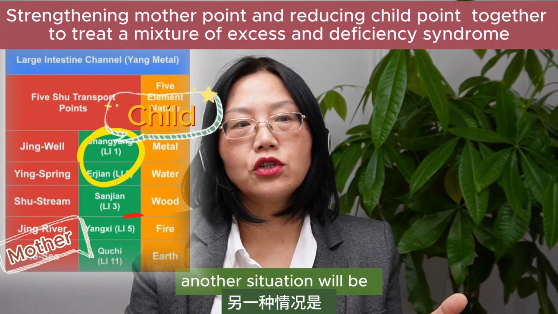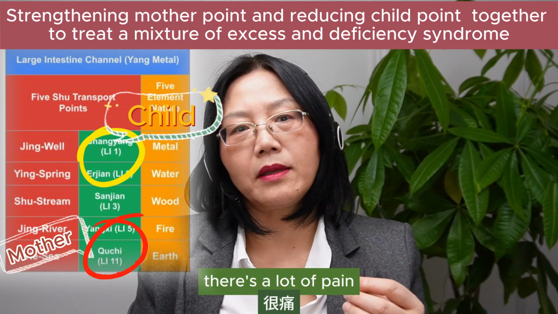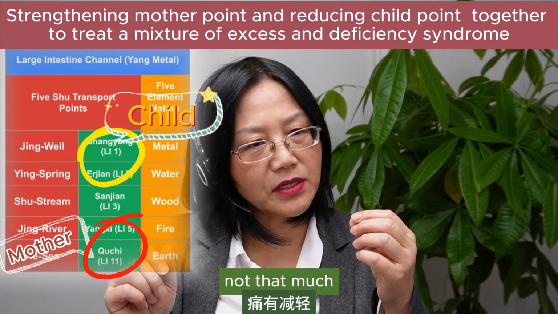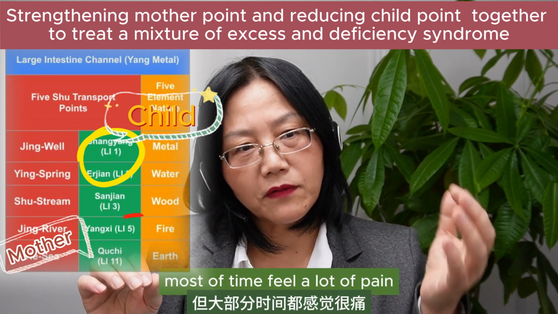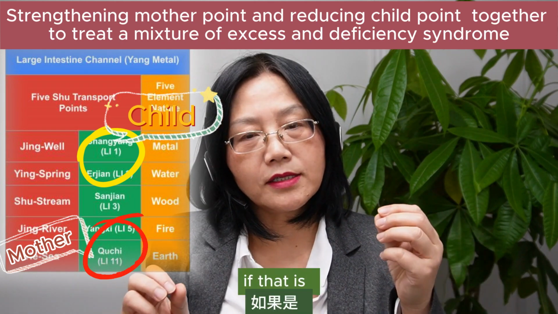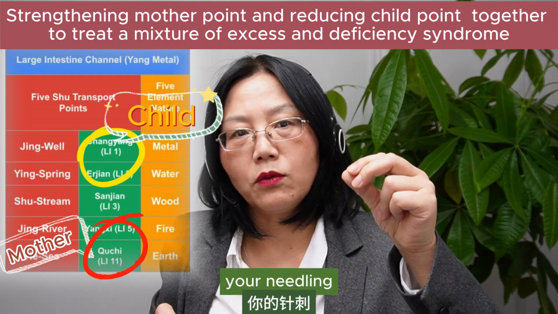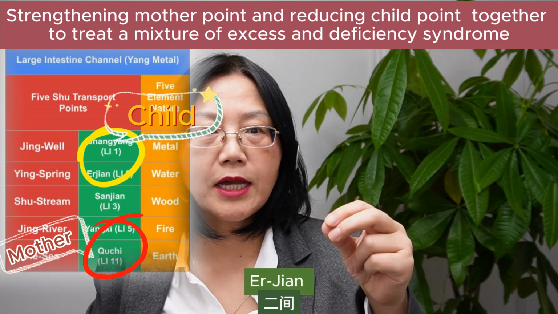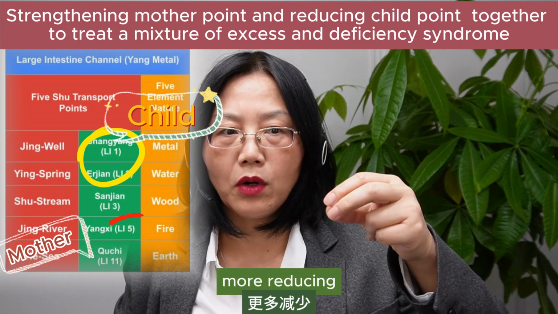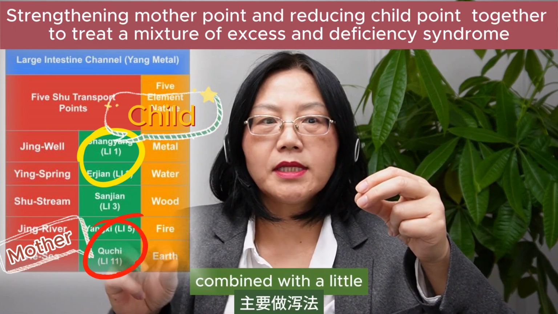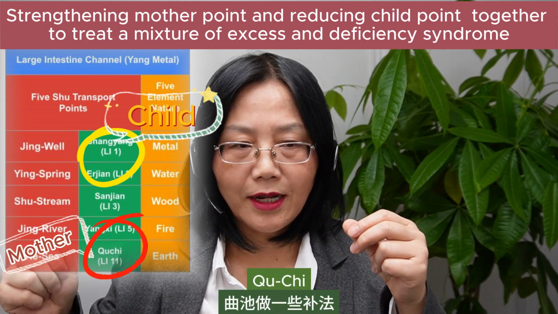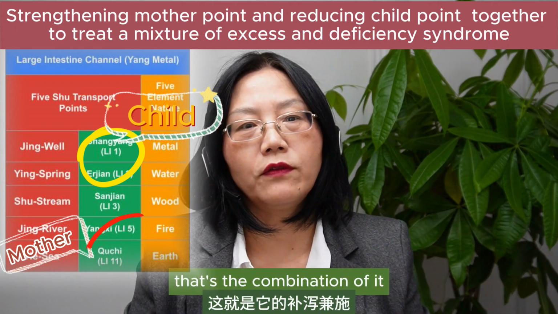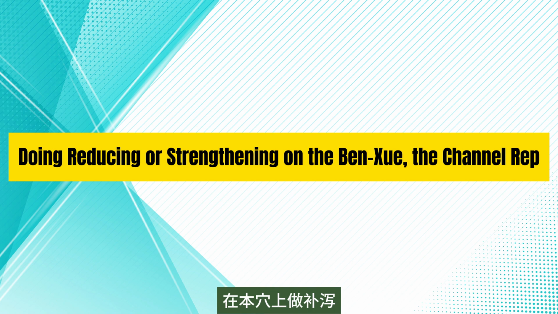Of course, another situation would be there's a lot of pain, but sometimes feel not that much. There's a break a little bit, feel a little sore. Most of the time feel a lot of pain. If that is the situation, your needling will focus on 二间, large intestine 2 first, with more reducing, combined with a little strengthening on large intestine 11, 曲池. So that's the combination of it, doing reducing or strengthening on the 本输, the channel representative.